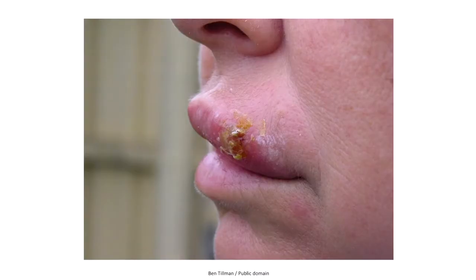Here's an image of someone with HSV1. You can see the lesions right here, and these are more commonly known as cold sores.